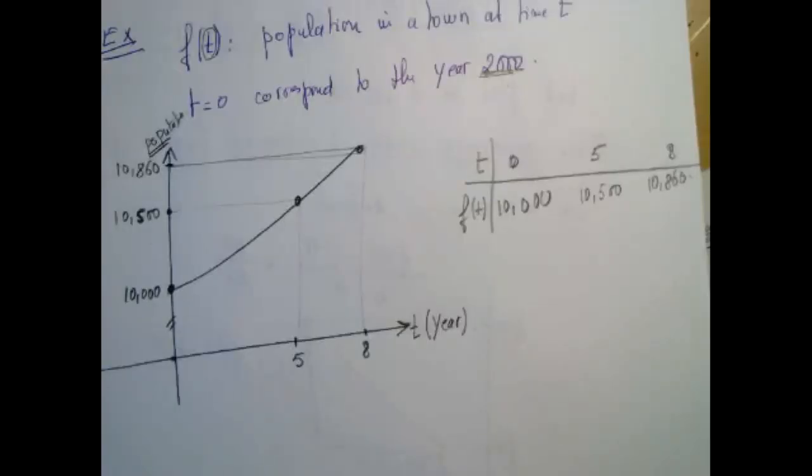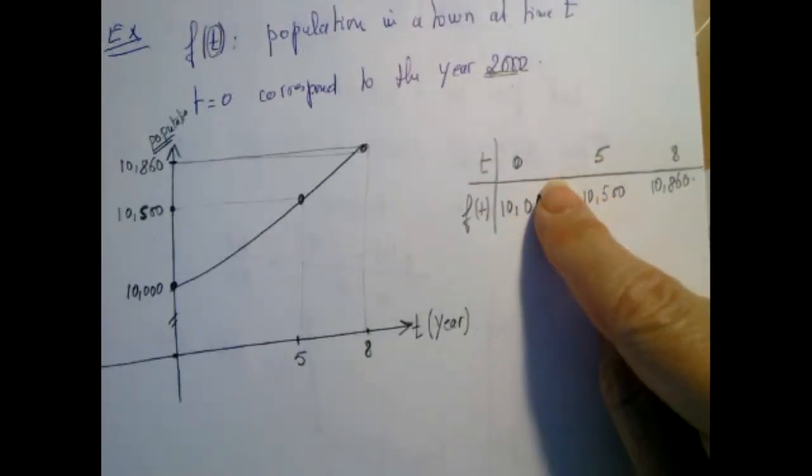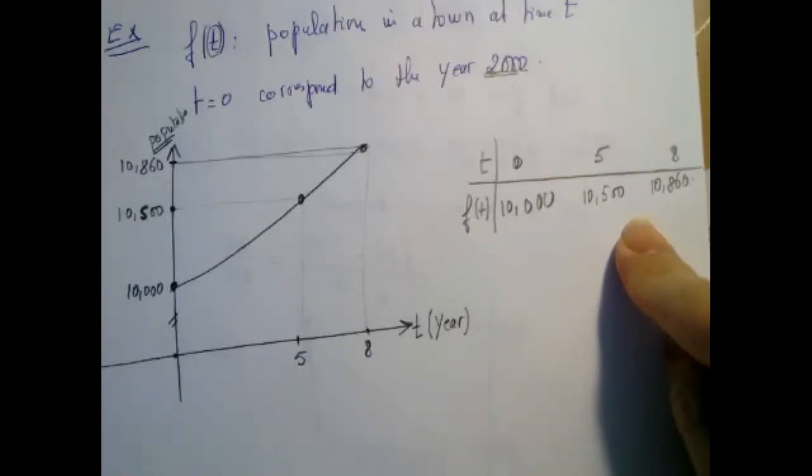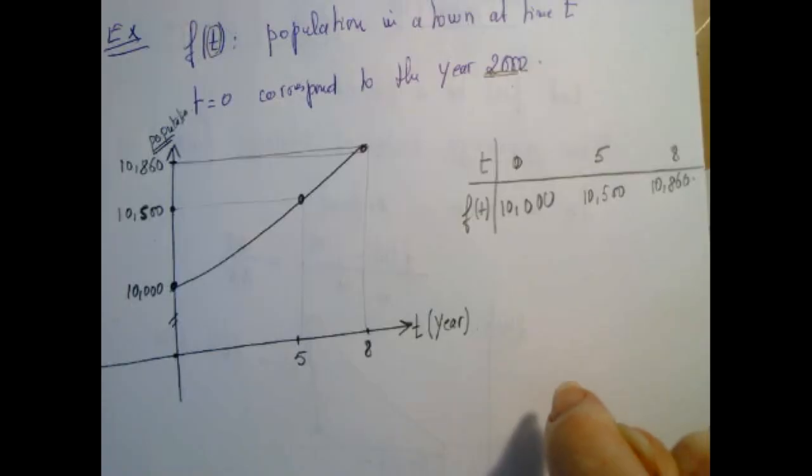So the population is increasing. When was it increasing fastest? T equals 0 to t equals 5. Because from 0 to 5, it went up 500, and from 5 to 8, it only went up 360. Be careful. It grew by 500 over how long? 5 years. Yeah, but it grew by 360 over how long? 3 years. That's where the average rate of change becomes extremely useful.